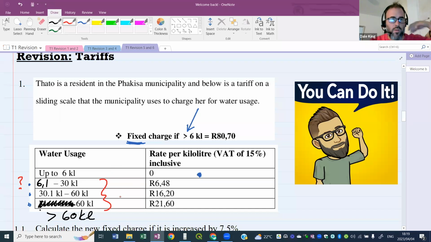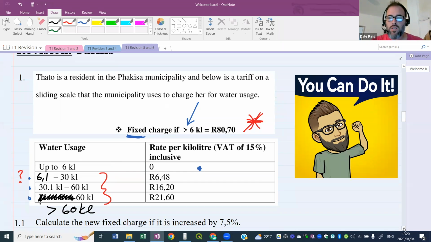Just remember, we've got four rows here. The first row, up to 6 kiloliters, is free. We also have a fixed charge, which we must remember. If we go over 6 kiloliters, we're going to have to pay that no matter what.